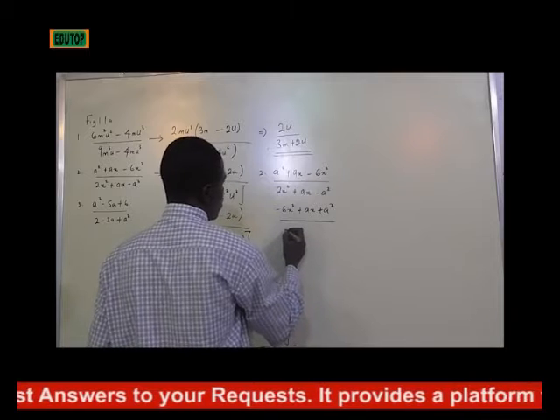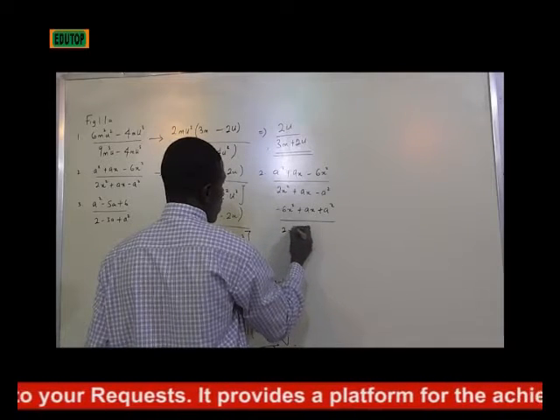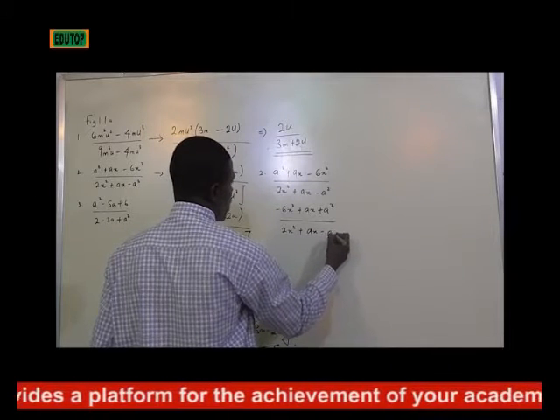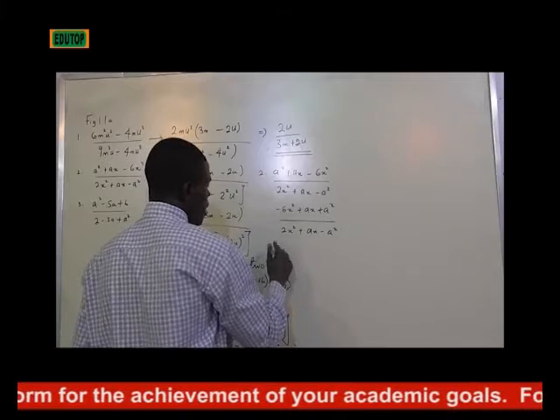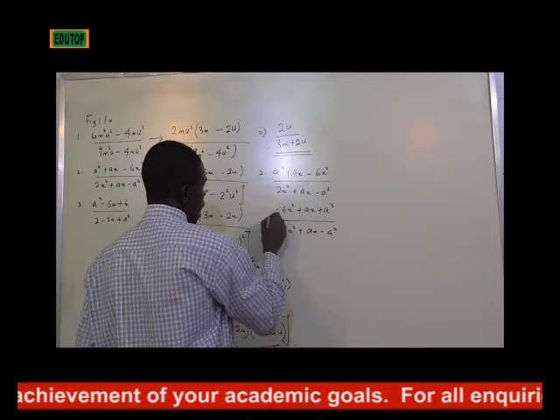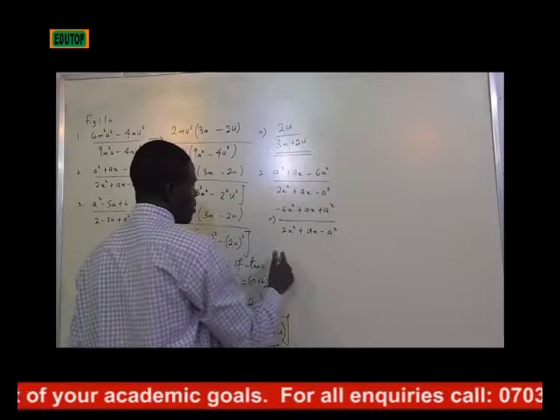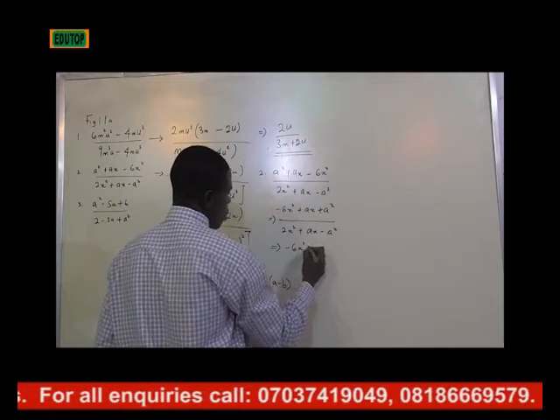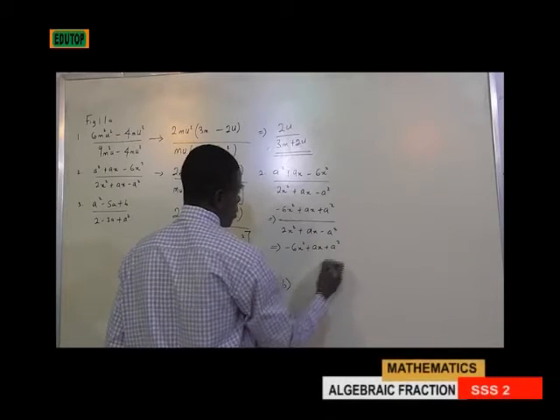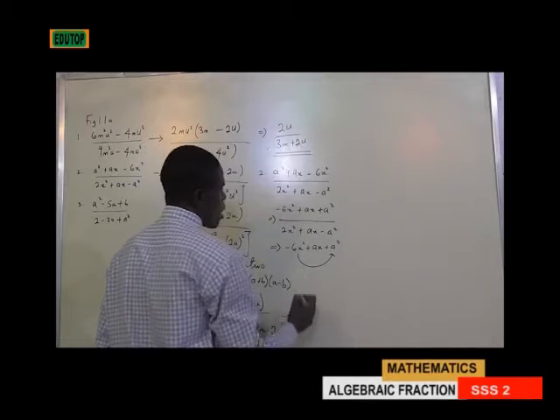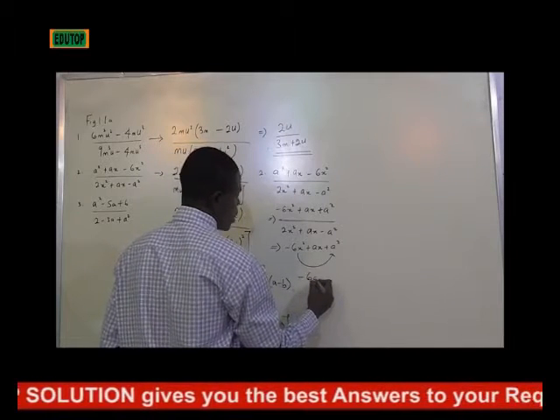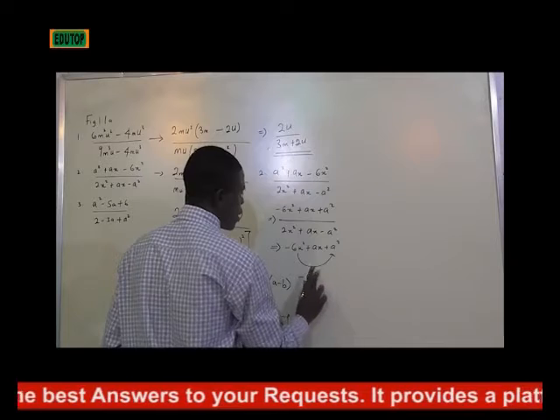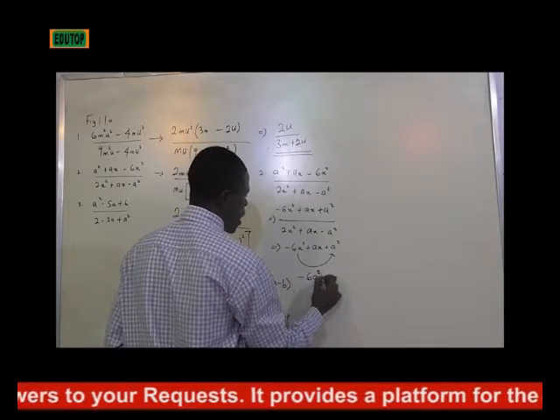Then we have 2x squared plus ax minus a squared. I want to solve the numerator and the denominator as an entity. Let me consider the numerator, which is minus 6x squared plus ax plus a squared. If I multiply this by this, I will have minus 6a, let me just say minus 6x squared, or let me say minus 6a squared x squared.